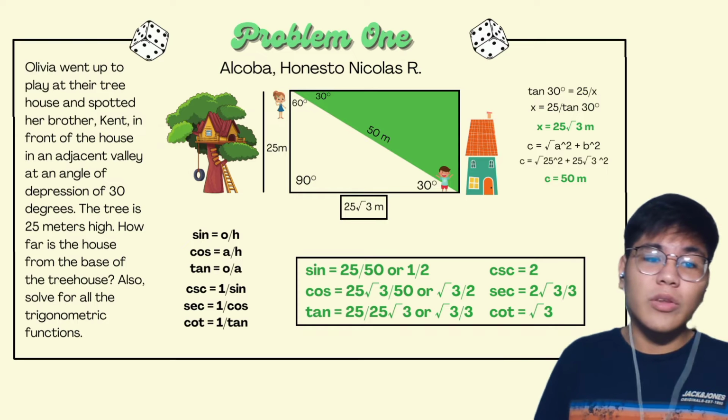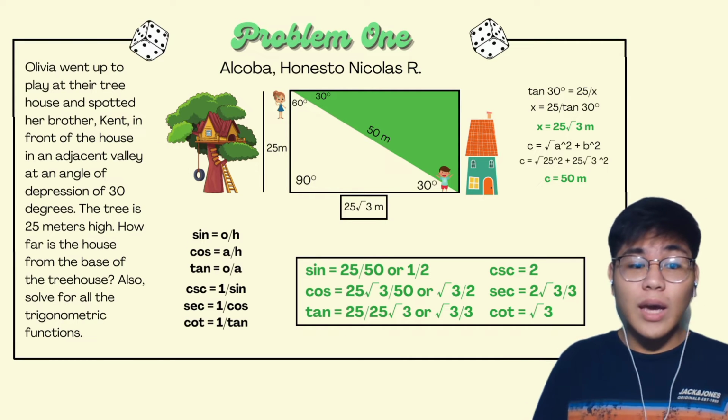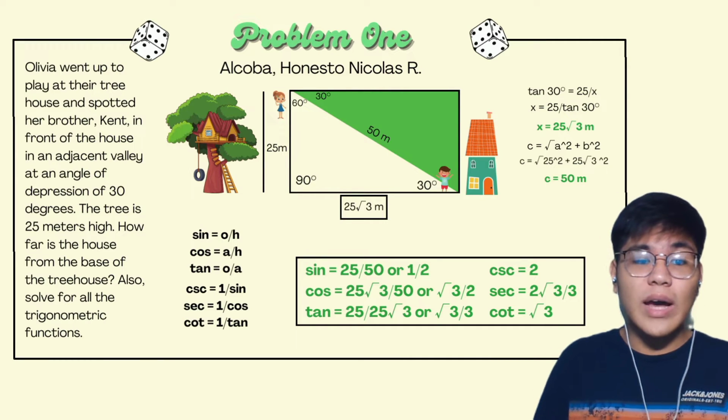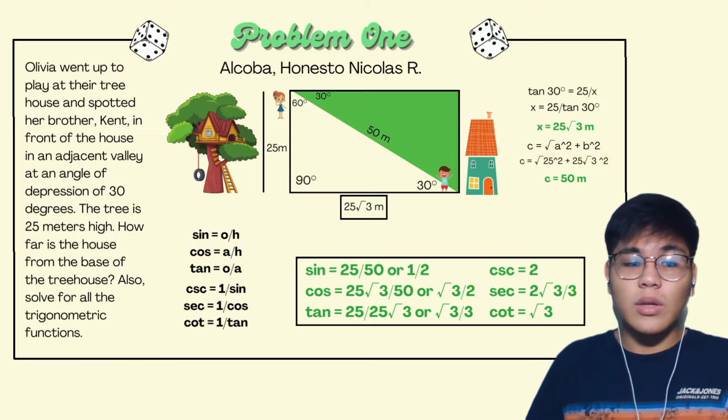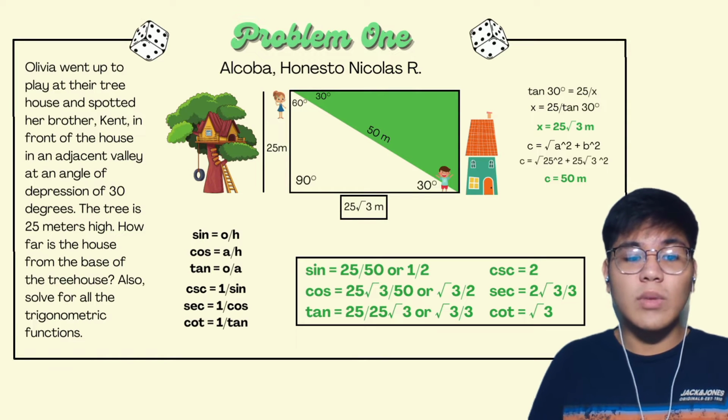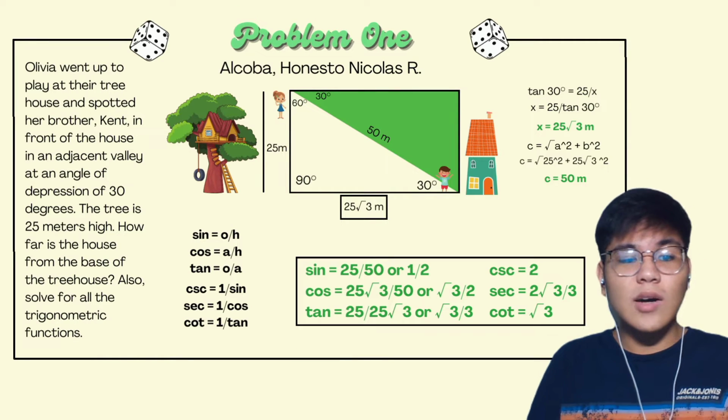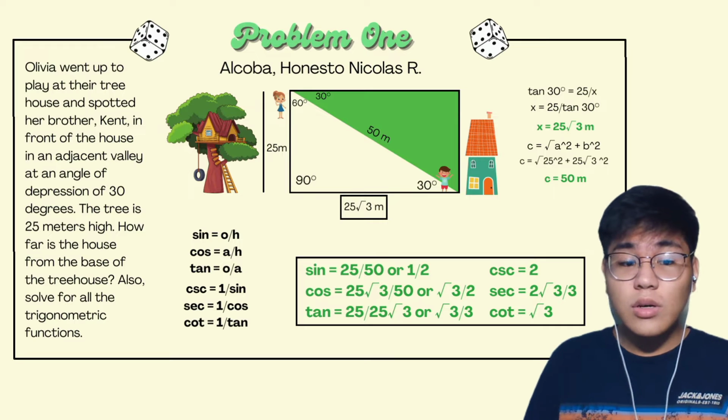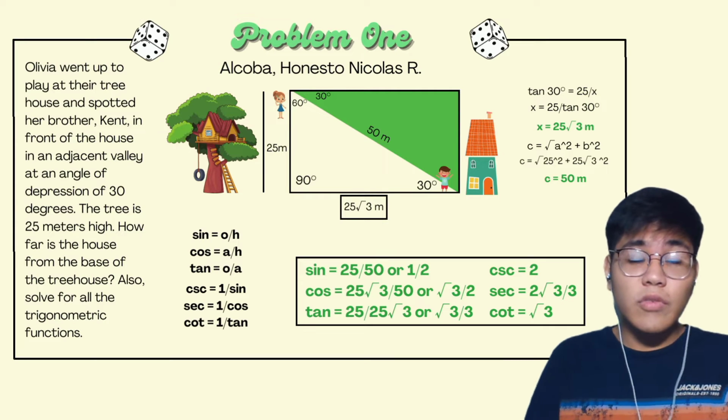Olivia went up to play at their tree house and spotted her brother Ken in front of the house in an adjacent valley at an angle of depression of 30 degrees. The tree is 25 meters high. How far is the house from the base of the tree house? Also, solve for all the trigonometric functions.